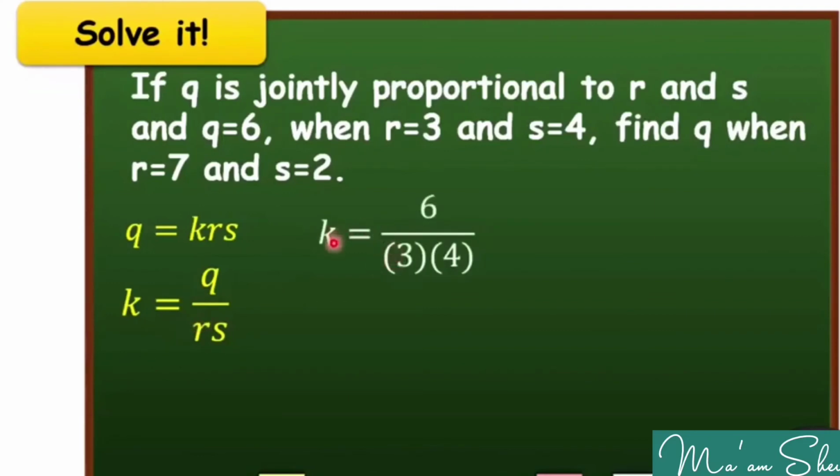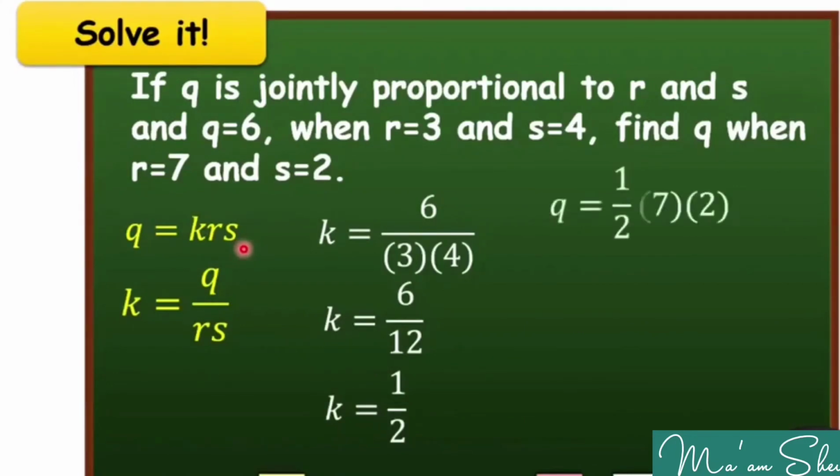So, constant is equal to 6. Ang Q natin ay 6. And then, R is 3 times S is 4. Yan, simplify natin. We have 6 divided by 3 times 4 is 12. So, 6 divided by 12. And then, ang constant natin, therefore, is equal to, 6 divided by 12 is 1/2. Okay? So, dinivide lamang natin by 6 parehas kasi yun yung kanyang common divisible numbers. So, K is equal to 1/2. So, therefore, nahanap na natin si constant.